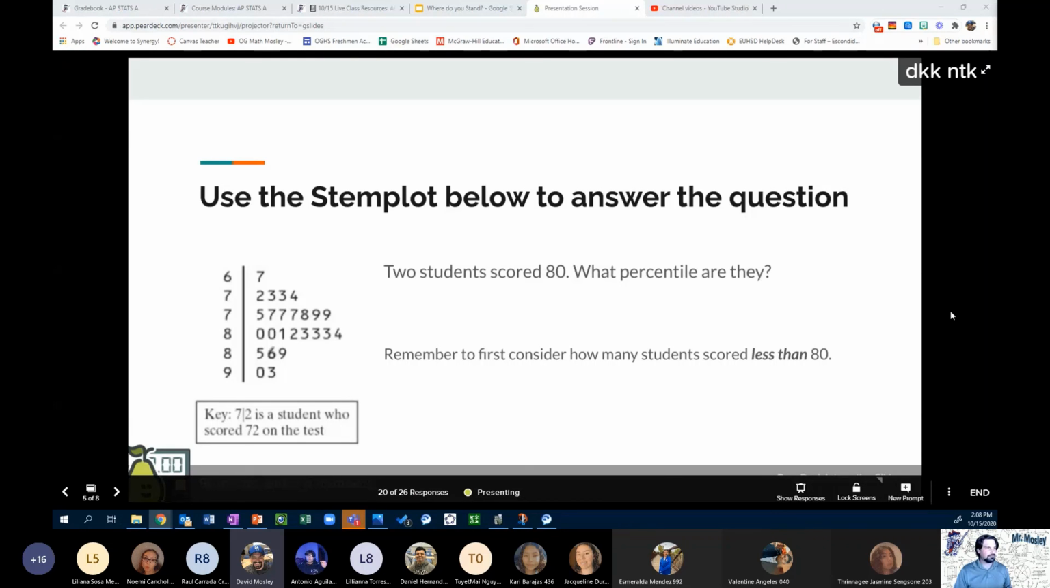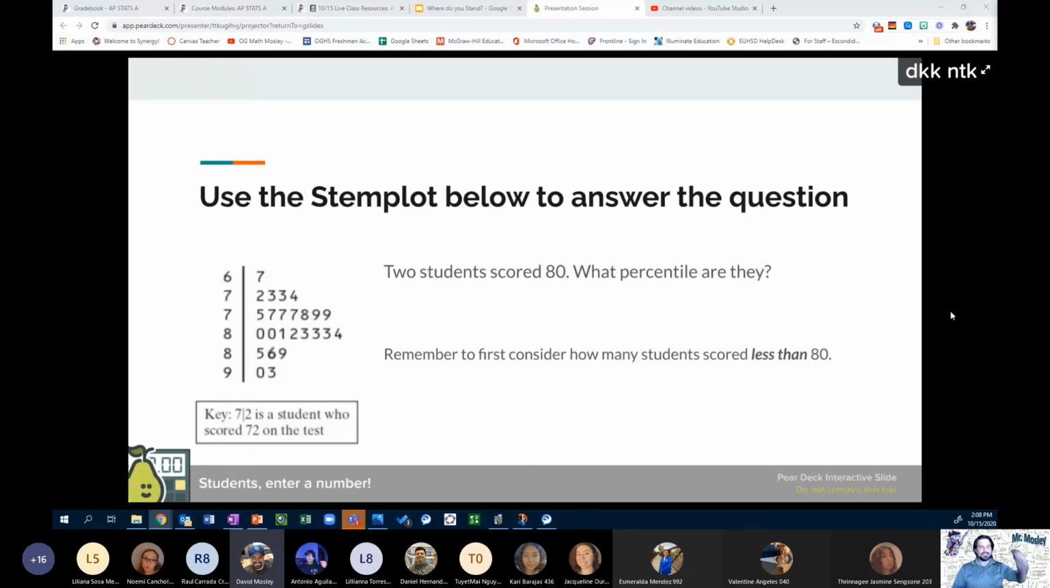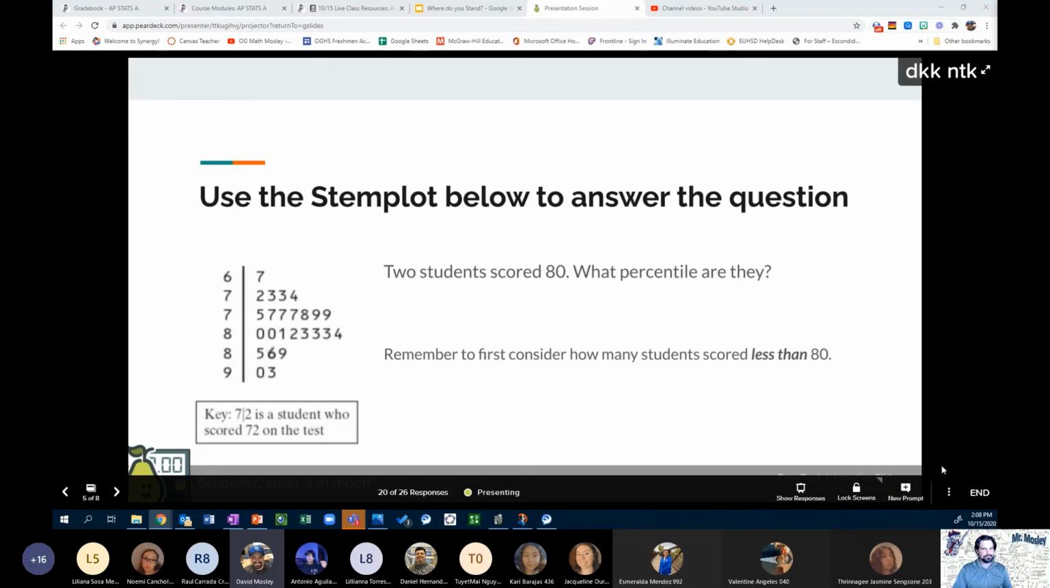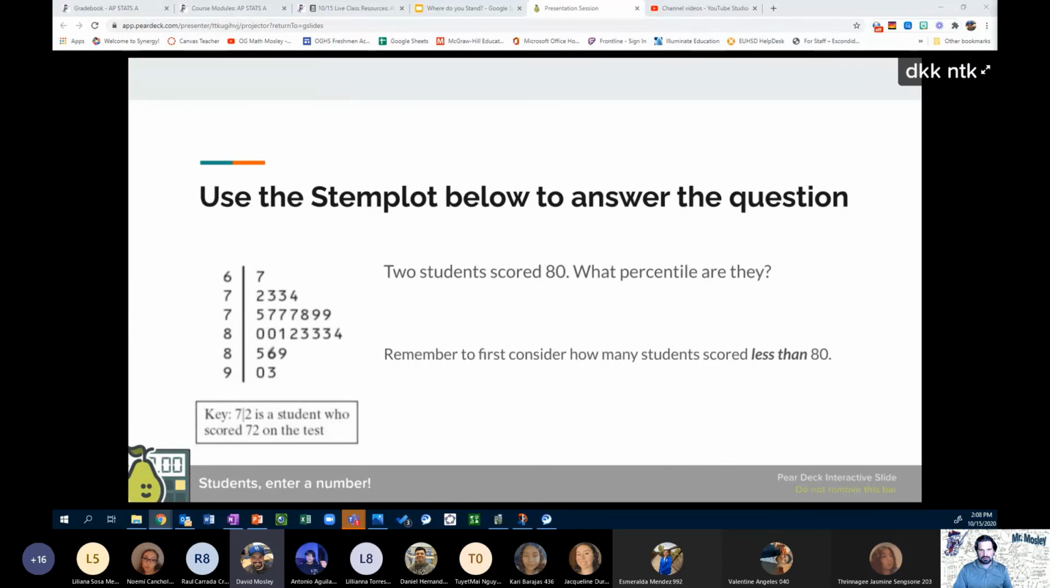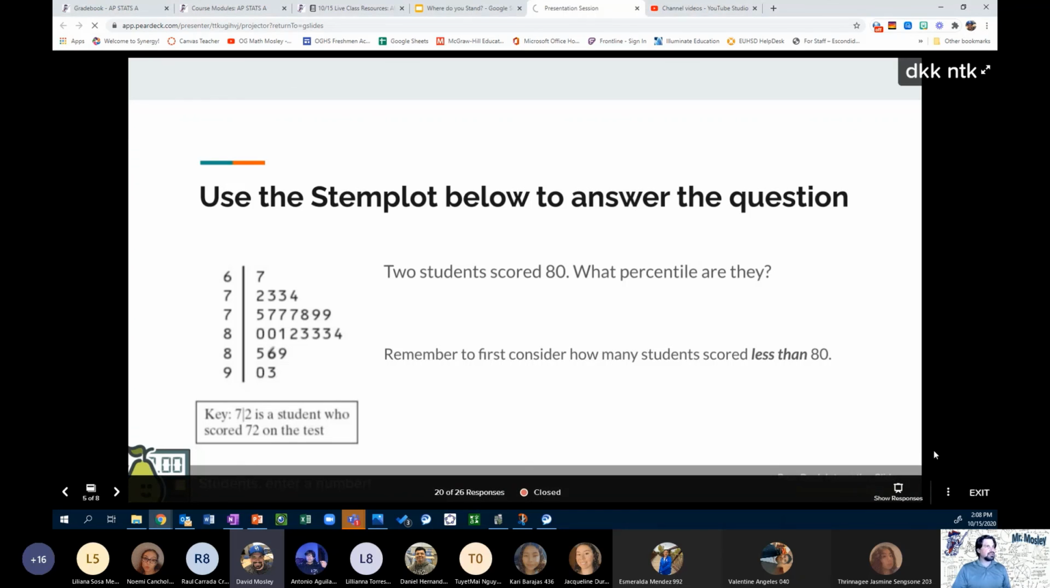Very good question, Lally. Thank you. Anything else I can clarify? Okay. In that case, we're going to end our little pair deck session. Okay, excellent. So, exit there.